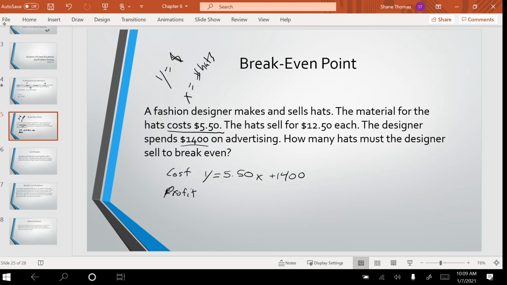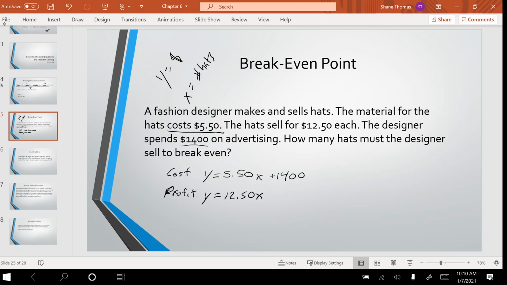Now my profit, how much do I make per hat? That would be how much I make per hat, right? But let's account for the whole thing, because even though I paid out the money first, if you buy a hat from me, you still gave me $12.50. Make sense? So my profit then would be 12.50x. If you subtract the 5.50, then you're looking at profit margins, which is a whole different ball game. All right, so there are my two equations.